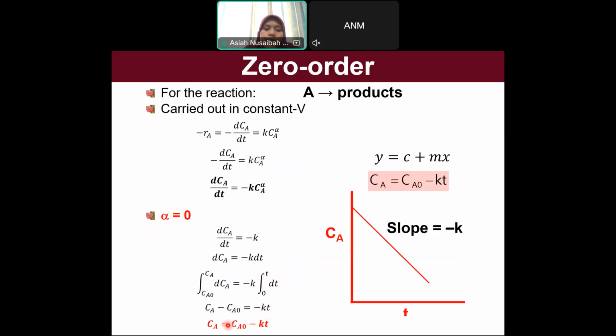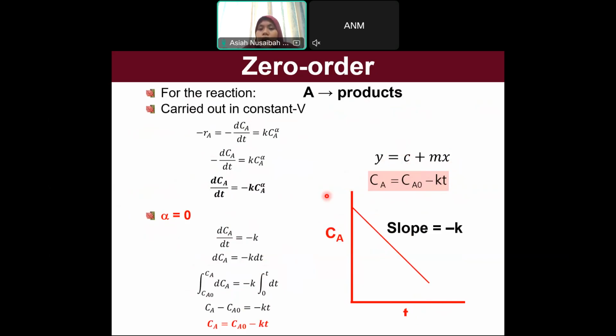If we rearrange, we move minus CA naught to the right hand side. Here you can see we have already made a linear equation: CA is y, CA naught is c, and minus kt is mx. y equals mx plus c is the linear equation. So to prove that the reaction follows zero order, we have to make a graph of y versus x. The y-axis in this case will be CA, and the x-axis will be time.